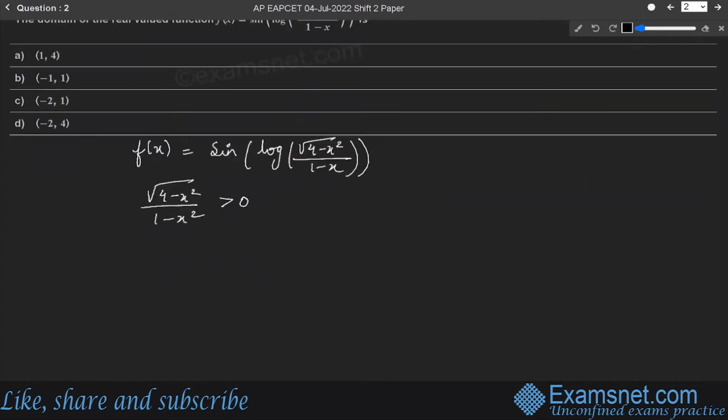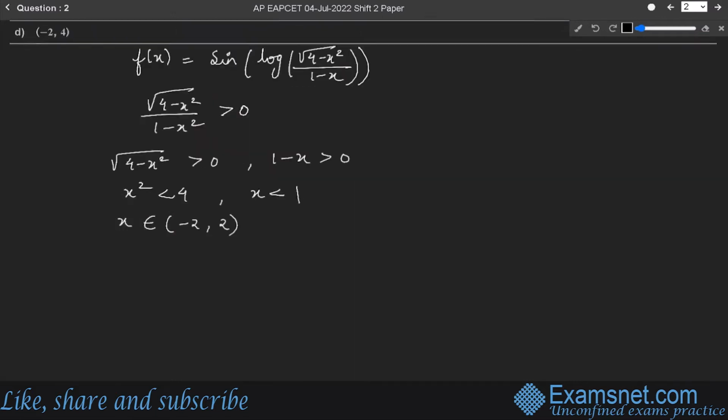So it implies that under root 4 minus x square is greater than 0 and 1 minus x is also greater than 0. So from here we can say that x square will be less than 4 and x will be less than 1. So x will be belonging to minus 2 and plus 2.